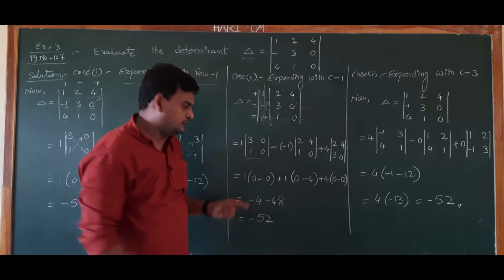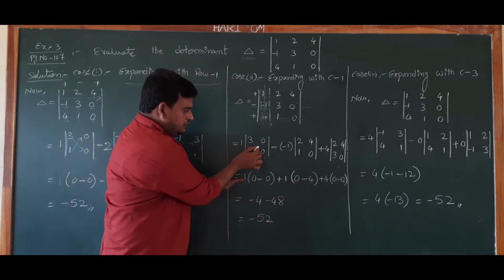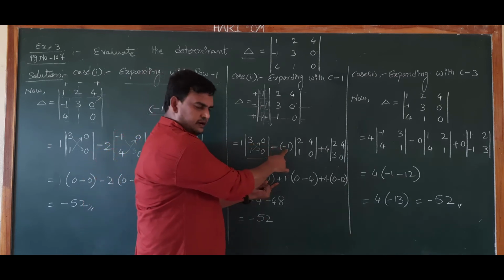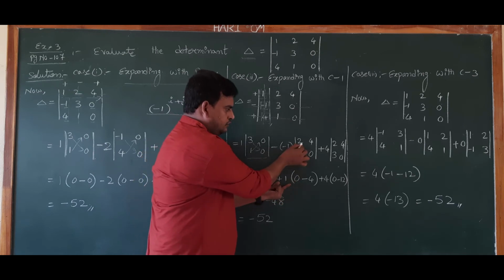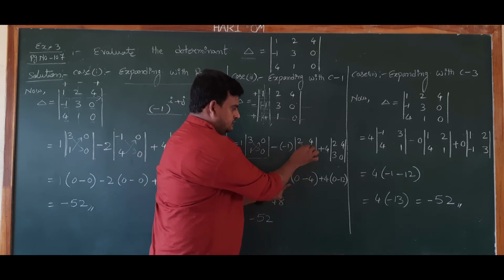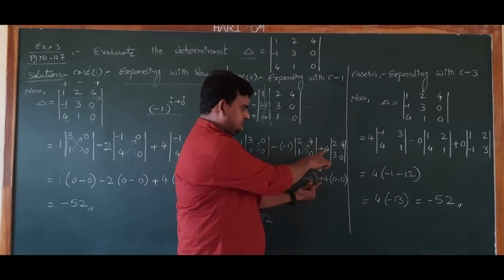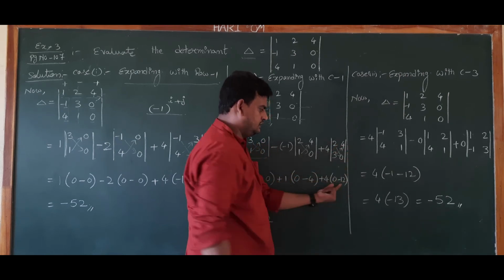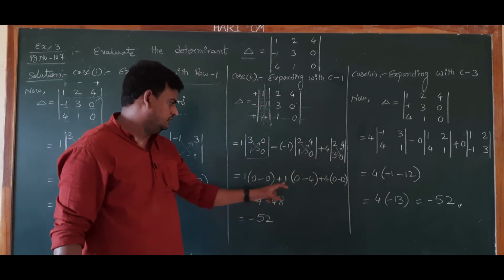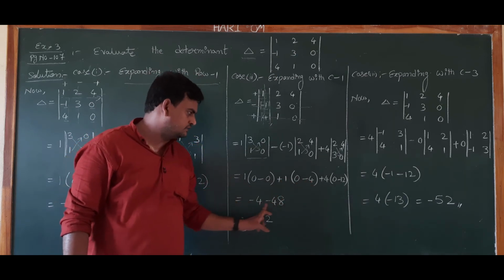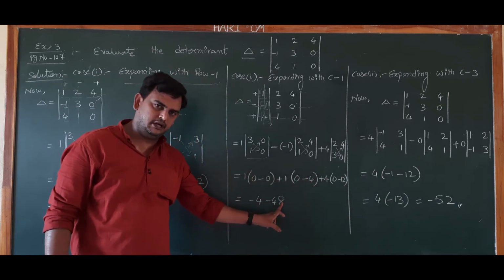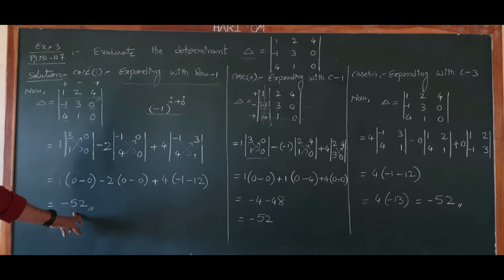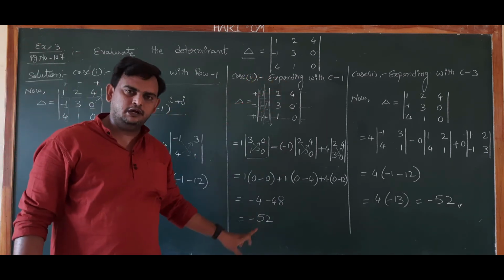Now we can expand this. So 1 into: 3 zeros are 0, minus 1 zeros are 0. Minus of minus becomes plus 1 into: 2 zeros are 0, minus 1 4s are 4. Plus 4 into: 2 zeros are 0, minus 3 4s are 12. Now by simplifying, 1 into minus 4 is minus 4, 4 into minus 12 is minus 48, and finally we have minus 52. When we use row 1, our answer is minus 52. Using column 1 also we have minus 52.